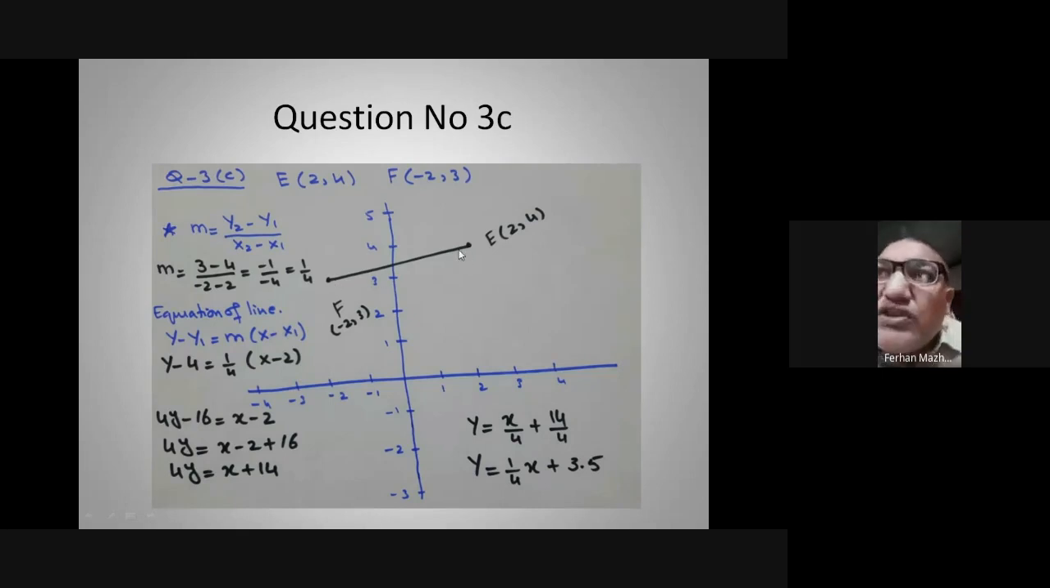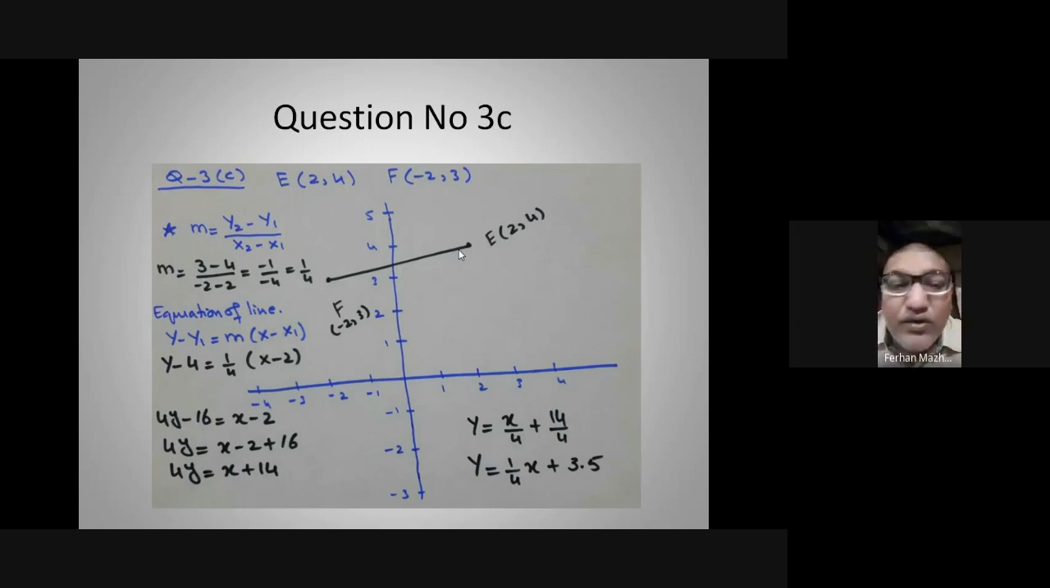So if I know the 2 points, the first step will be to find the gradient of the line joining these points. The gradient formula is y2 minus y1 divided by x2 minus x1. Simply put those values. You will have 3 minus 4 divided by minus 2 minus 2. 3 minus 4 is minus 1. Minus 2 minus 2 is minus 4. Minus minus cancel. So the answer is 1 by 4. So the m value, or the gradient, is 1 by 4.